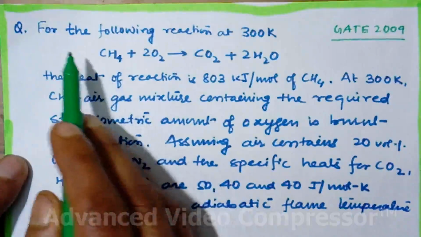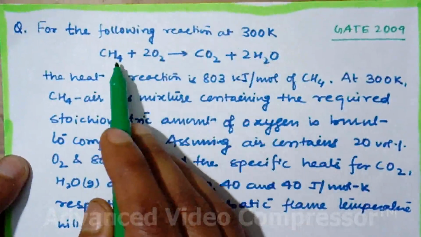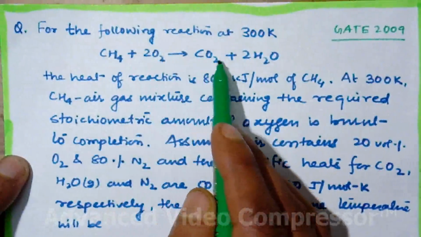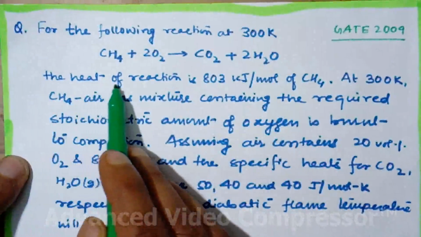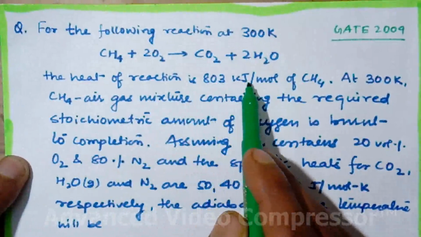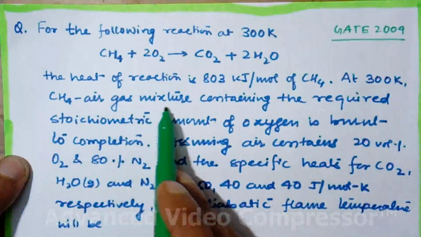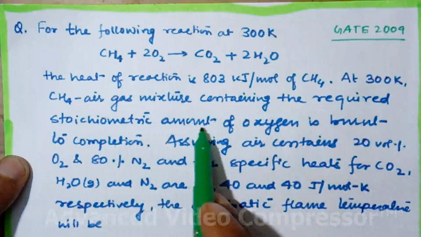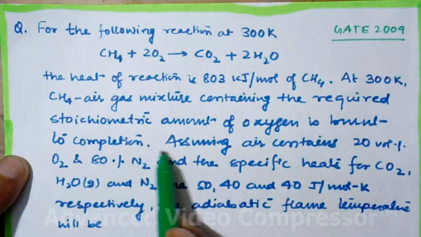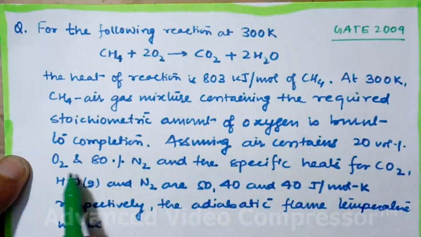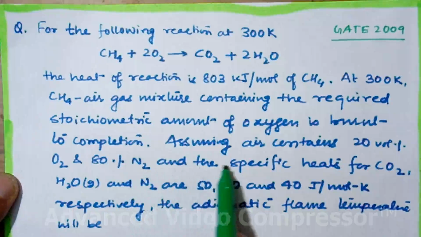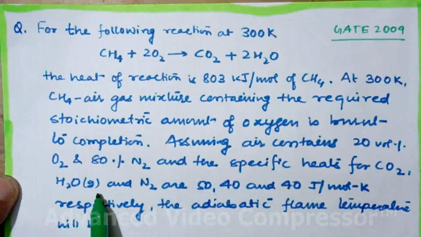For this question, for the following reaction at 300 Kelvin, CH4 plus 2O2 gives CO2 plus 2H2O, the heat of reaction is 803 kilojoule per mole of CH4. At 300 Kelvin, a CH4 air gas mixture containing the required stoichiometric amount of oxygen is burnt to completion. Assuming air contains 20 volume percent O2 and 80% N2, and the specific heats for CO2, H2O gas and N2 are 50, 40 and 40 joule per mole Kelvin respectively, the adiabatic flame temperature will be.